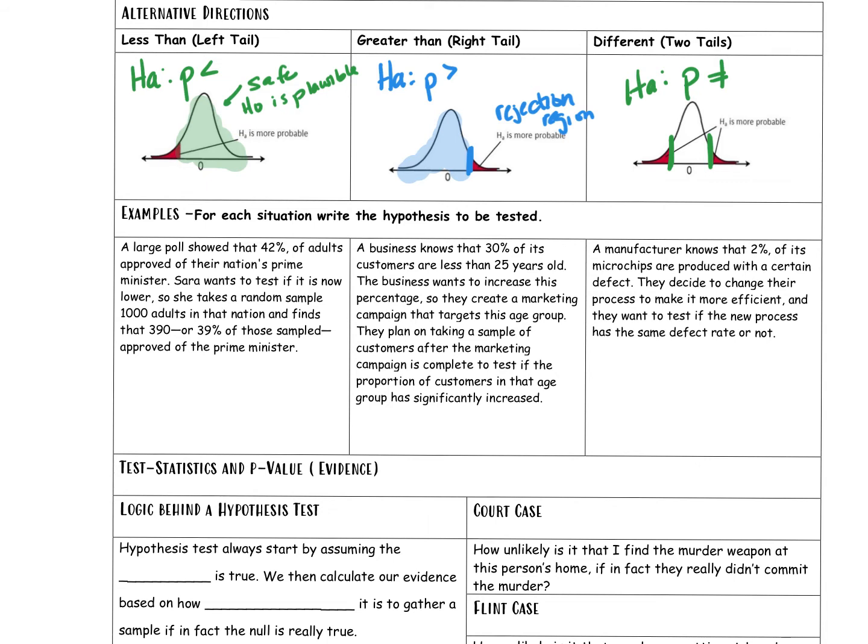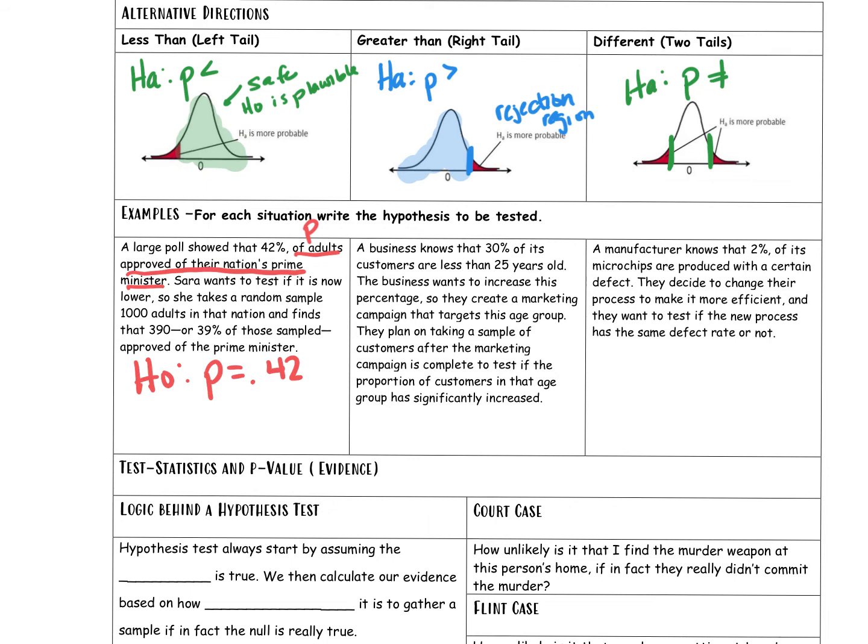I need to identify what the parameter is. We've been identifying parameters a lot. We did it in confidence intervals, and we did it when we said the P. What does P equal? Here, my P is equal to the proportion of adults that approve of their nation's prime minister. This is what P represents: the true proportion of adults that approve of their nation's prime minister. The large poll showed that it was 42%. So the initial claim, H0, is that P is equal to 0.42.